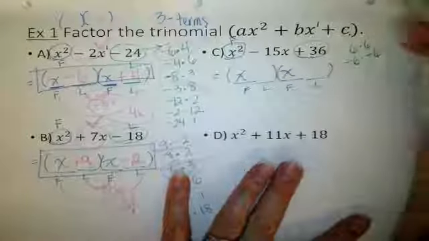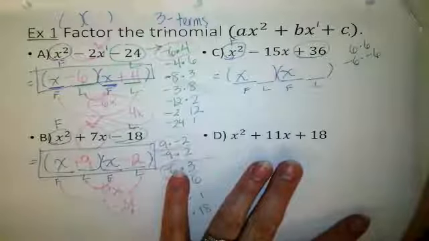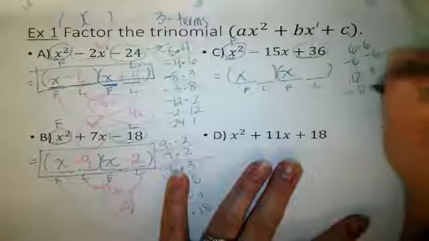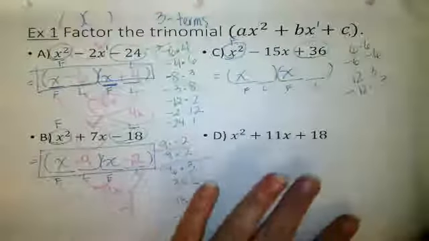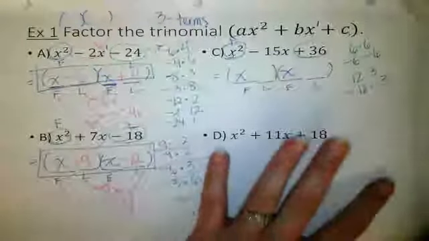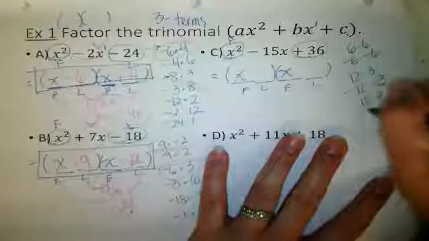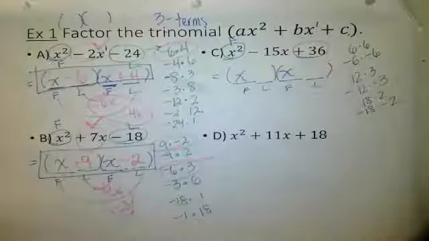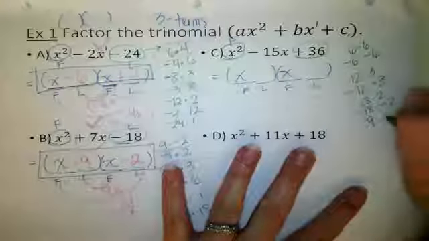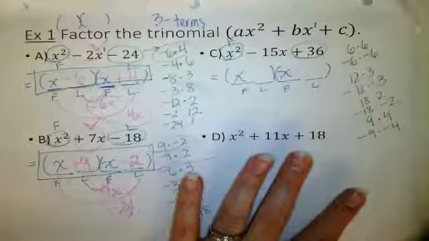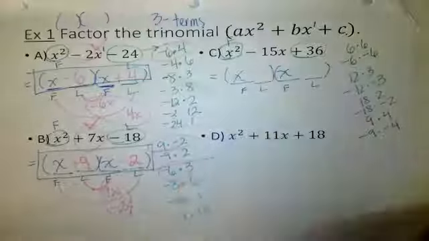What else do we got? 12 times 3, negative 12 times negative 3. 18 and 2, 18 times 2, negative 18 and negative 2. 36 and 1. 9 and 4, 9 times 4, negative 9 times negative 4. And 36 and 1.